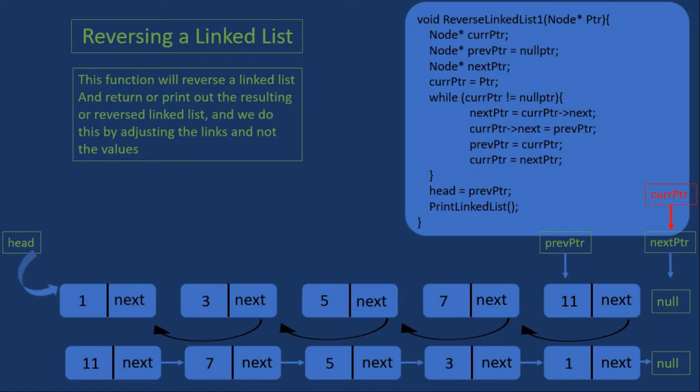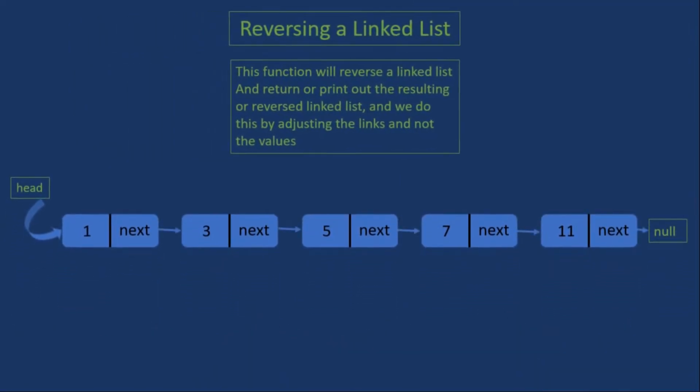We can now exit the while loop to execute the following statements, which is just to set the head node pointer to point at the previous node, which is the last node in the original linked list, but will be the first node in the newly reversed linked list. Then finally, we will print the resulting linked list using the print function we created in the previous videos. So if we have a linked list, we can call our reverse linked list function, and it will reverse and print out the resulting linked list.